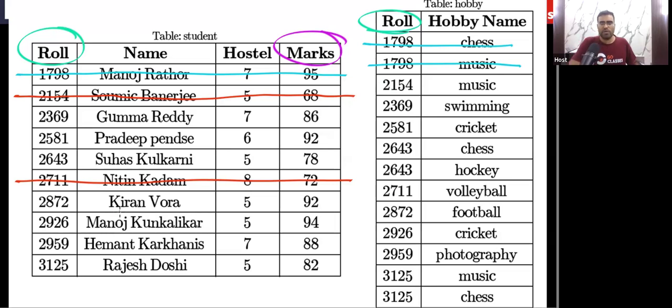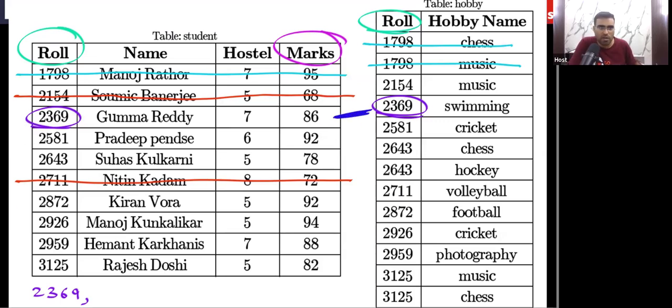Now finally, tell me how many tuples will be there. Finally, this will match with what? 2369. Is there any other 2369? No. So because of this, one tuple will come. One tuple because of 2369, because this tuple will match with this tuple. These two tuples will match.